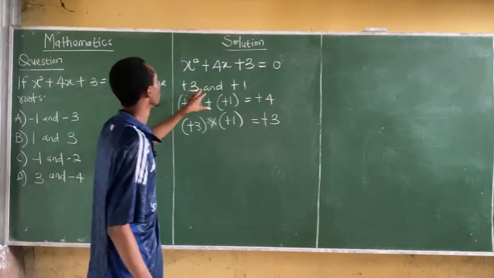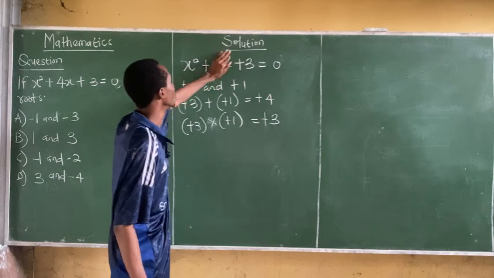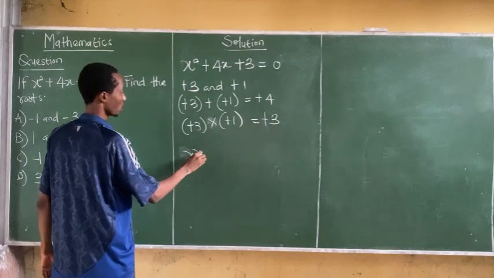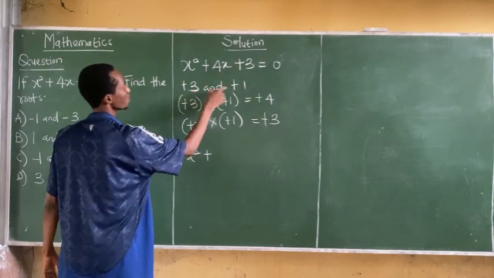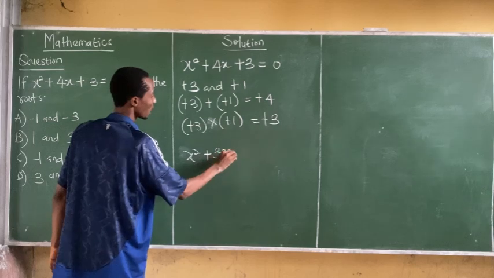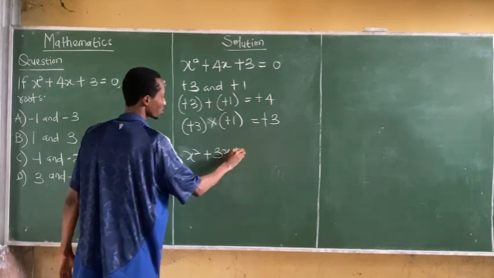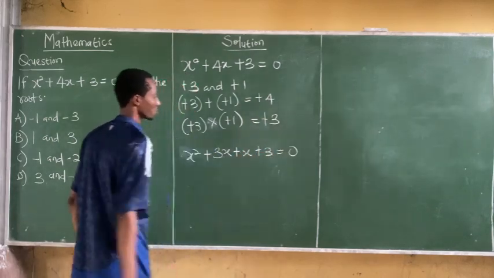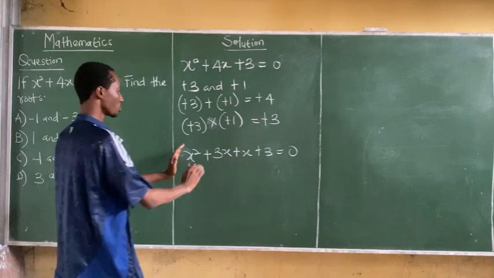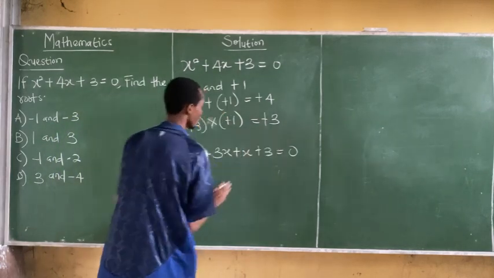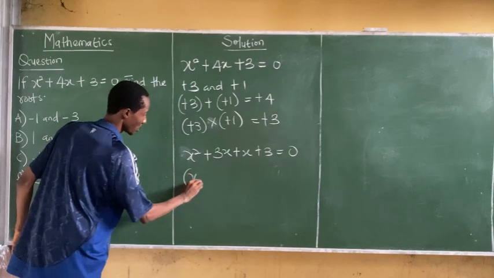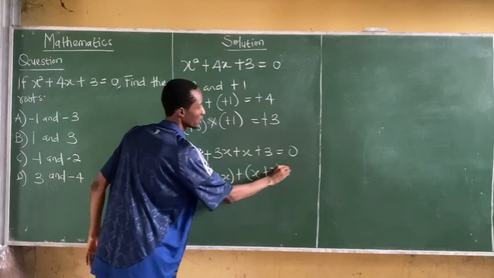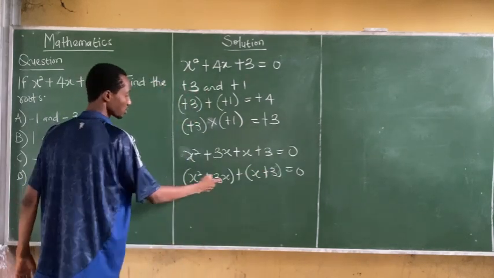What we need to do is to substitute this into this equation to replace this 4x. So we have x squared plus, instead of writing 4x, we write these two values. 3, we attach x to it, and then plus 1x, which is the same thing as x, plus 3 is equal to 0. If we factorize this, there's something common here. Let's group it. If we group this and also group this, we have x squared plus 3x plus x plus 3 equal to 0. There's something common here.